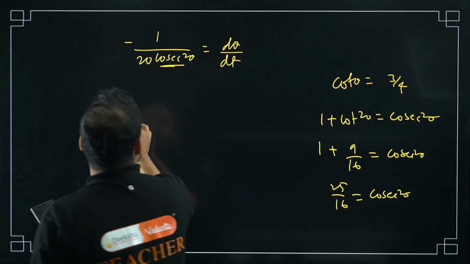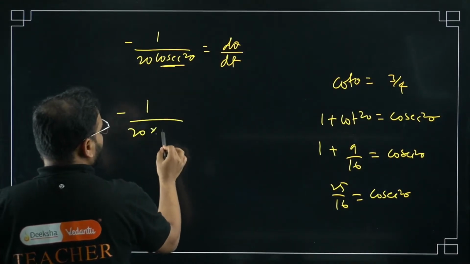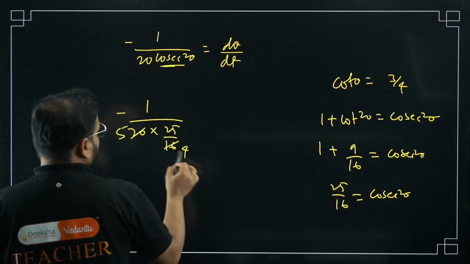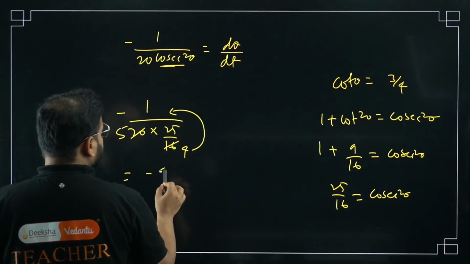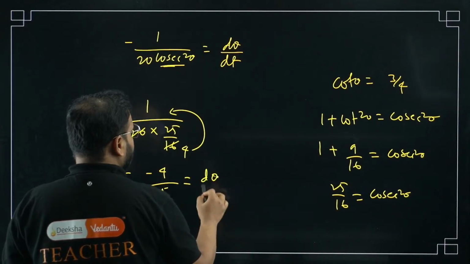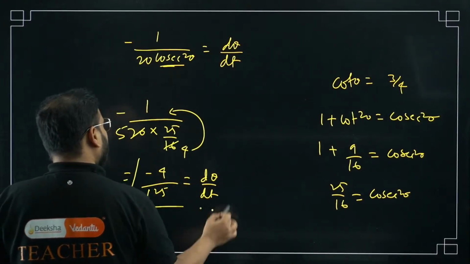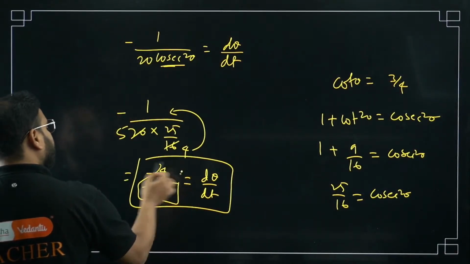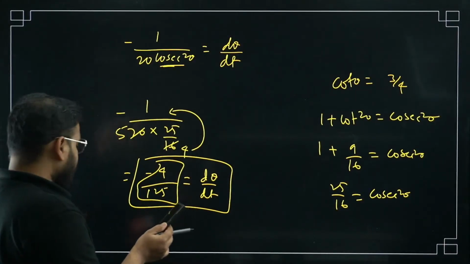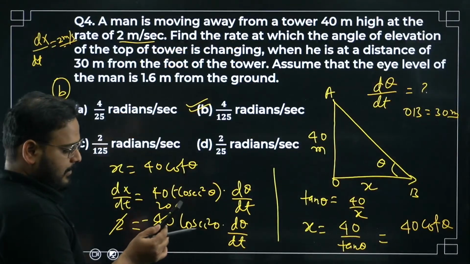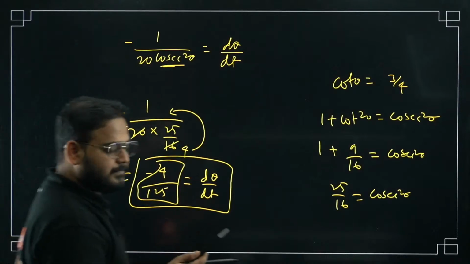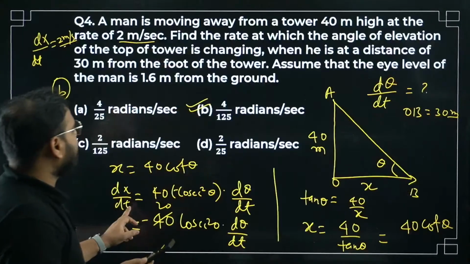Put it here, I get minus 1 upon 20 into 25 by 16, right? 4 for the 16, 4 for the 20. Bring this 4 over here, I get minus 4 upon 125 equals d theta by dt. I want the value of the change, so it will be only 4 by 125. Option B is correct. Yes, Naveshri, you gave the right answer. Option B is correct. Have a look once again.